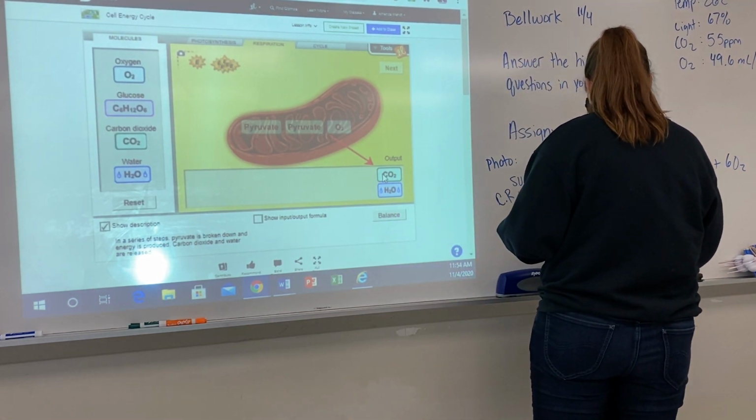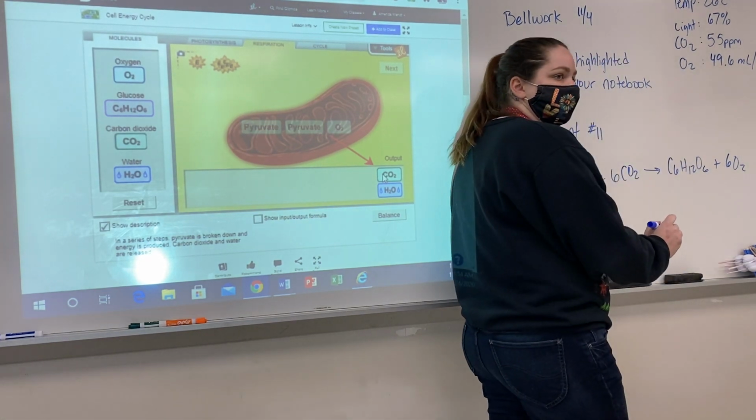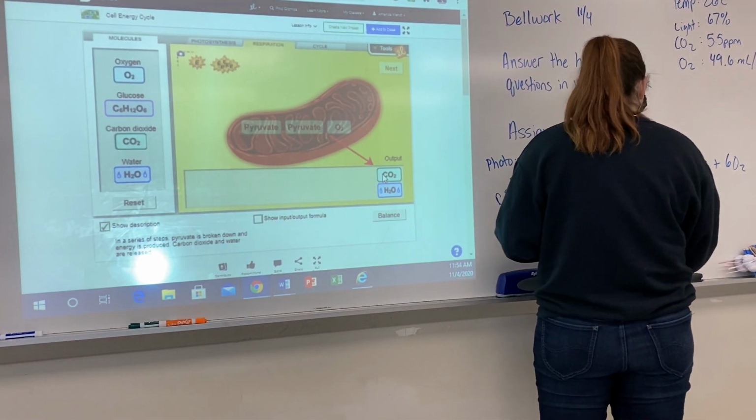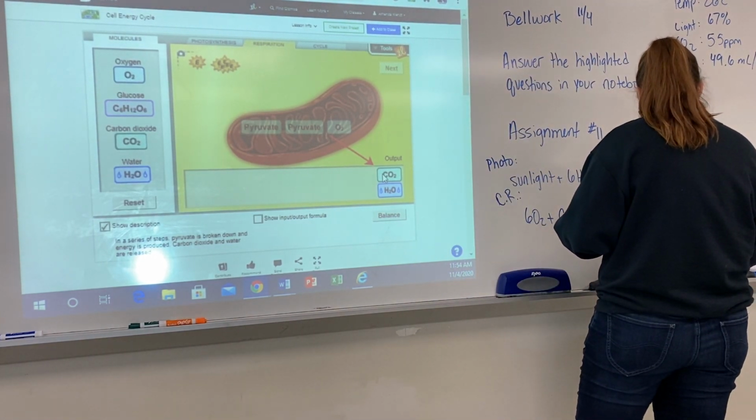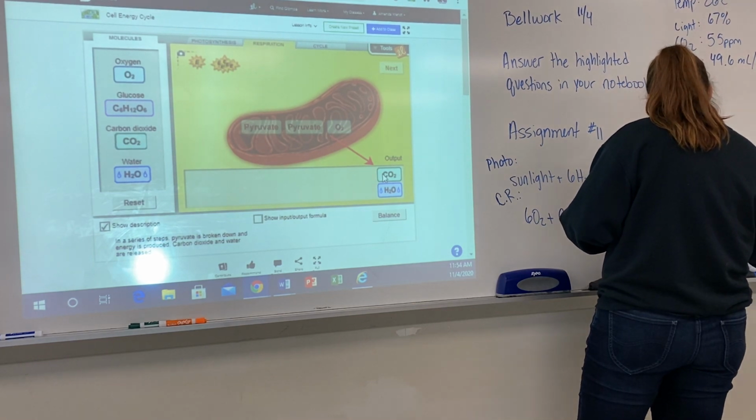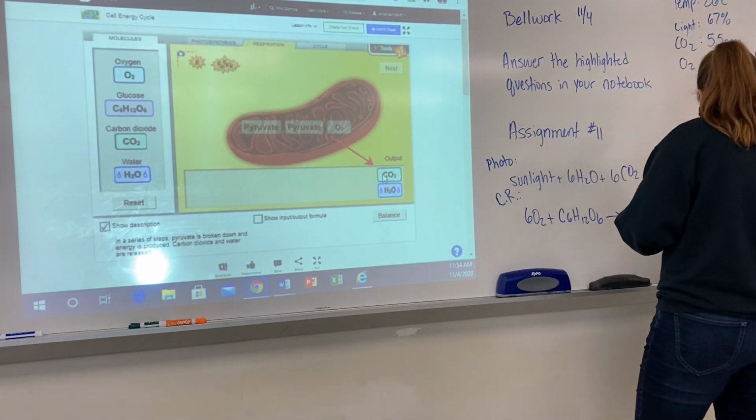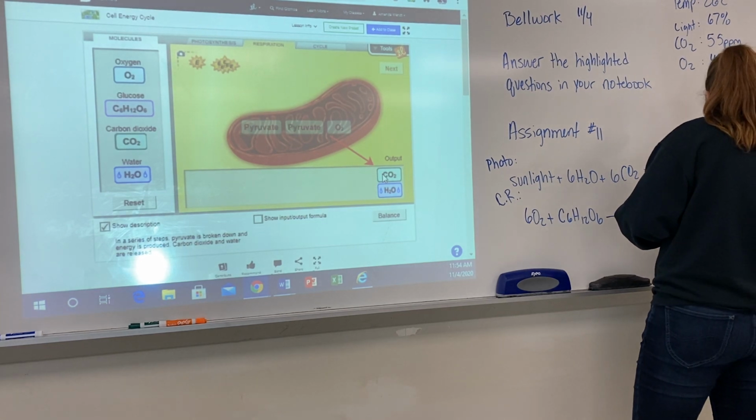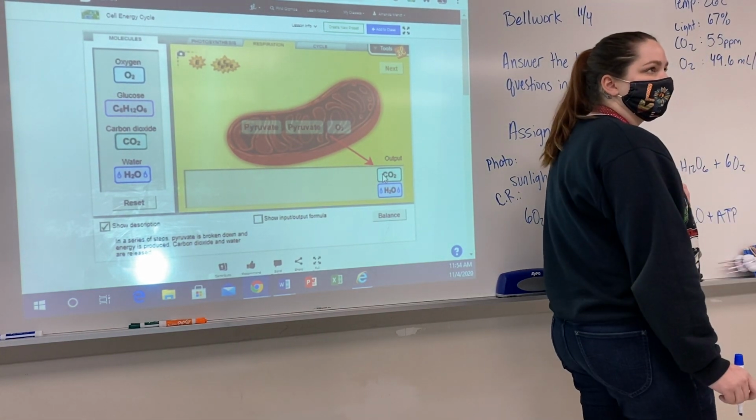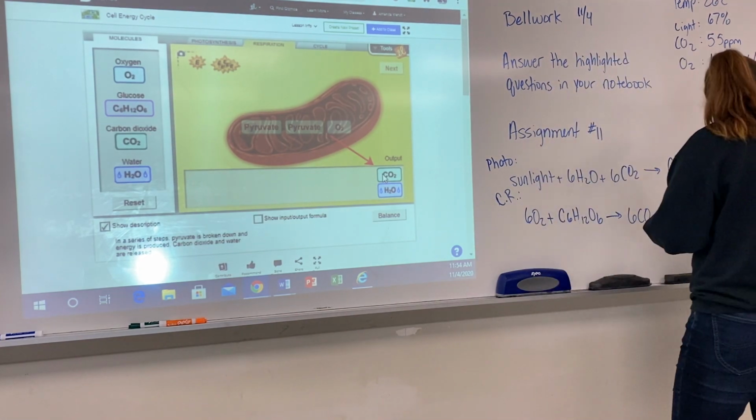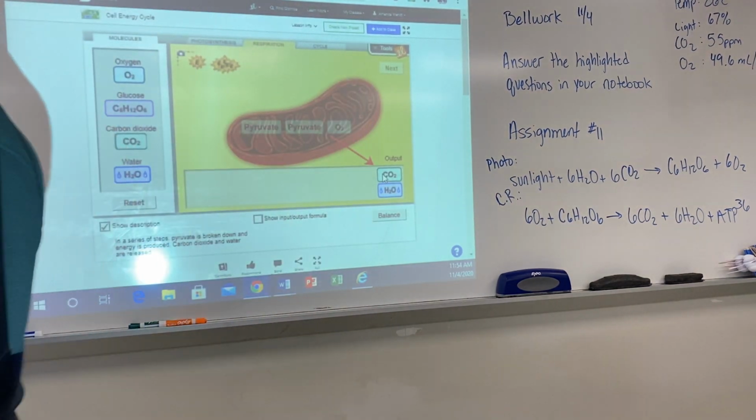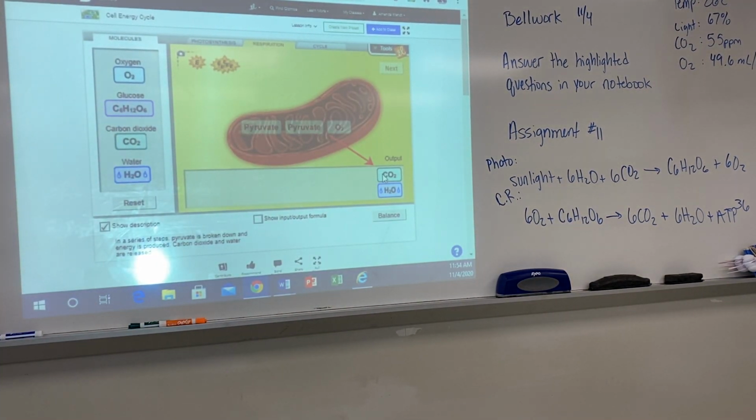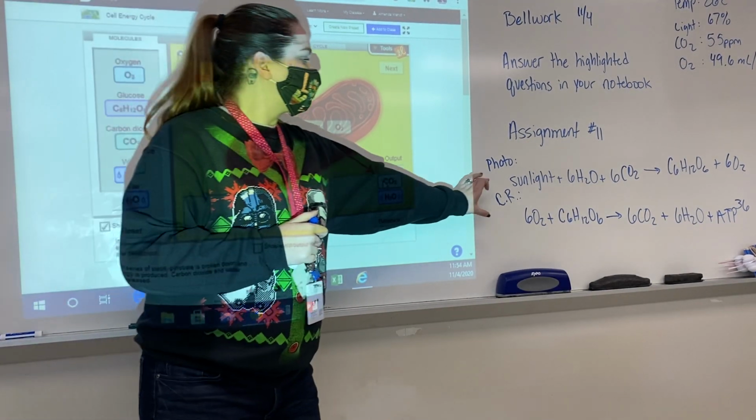So what is my balanced chemical equation for cellular respiration? 6O2 plus C6H12O6. Do we draw equal signs? Arrow or yields, what am I making? 6 CO2 plus 6 H2O and ATP. How much ATP am I producing at the end of cellular respiration? 36. Yes, 36. Very good. Because 2 from your first stage, 2 from your second stage, and then 32 from your third stage. Yes. So you need to know these two reactions.